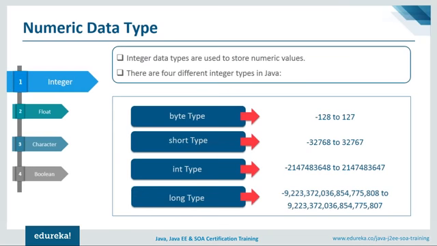Let's start with integer. As I said, integer is used to store whole numbers. Now, integers can be classified into four different types. I have byte, I have short, I have int, and I have long. Why do I need so many different types? Mainly, this is where your memory management concept comes into the picture.